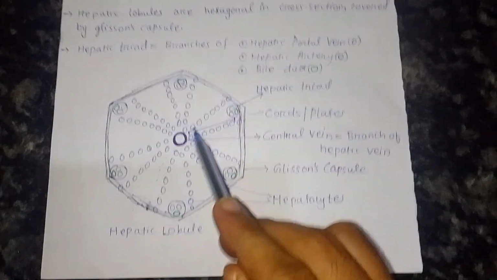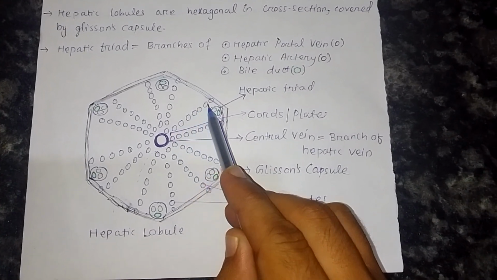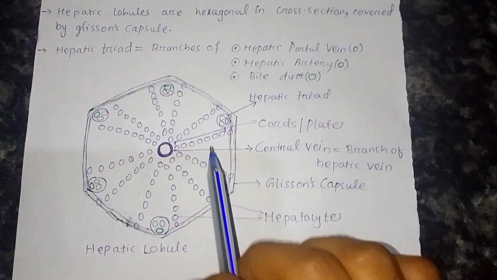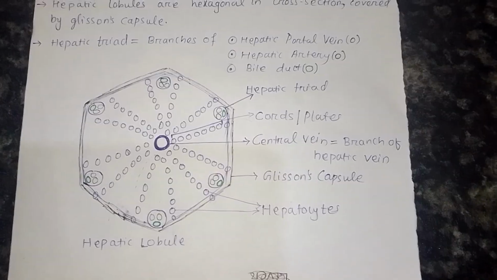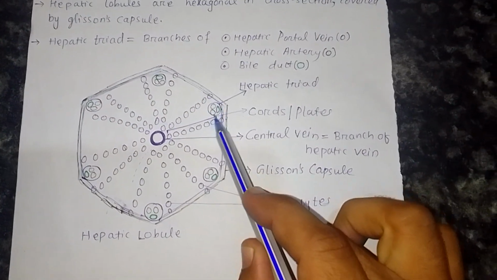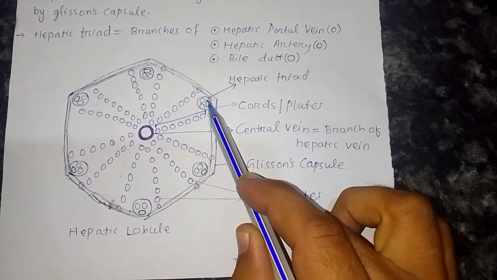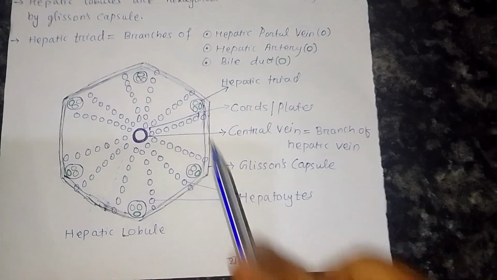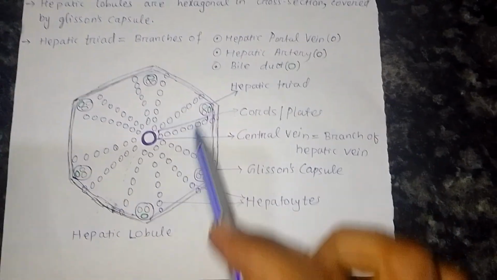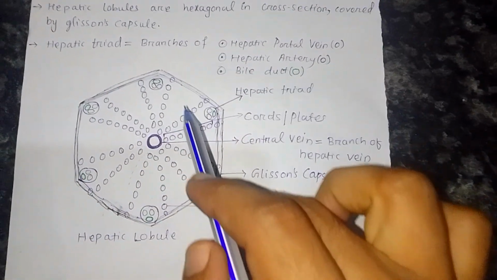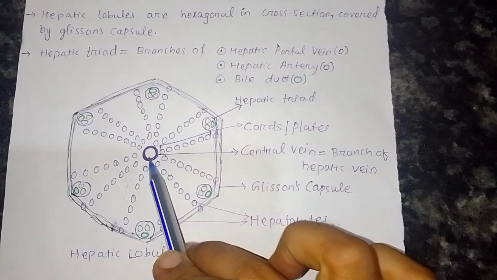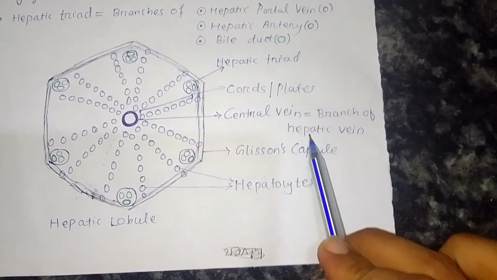Here you can see that these small circles are known as hepatocytes. We all know hepa means liver or hepato means liver. So these hepatocytes are called the cells of liver also. This is the hepatic triad, where one bile duct is there, one hepatic portal vein, and one hepatic artery. These three are known as hepatic triad, and these combinations are encircled by Glisson's capsule, a fibrous capsule. And in the center there is a central vein, which is a branch of hepatic vein.